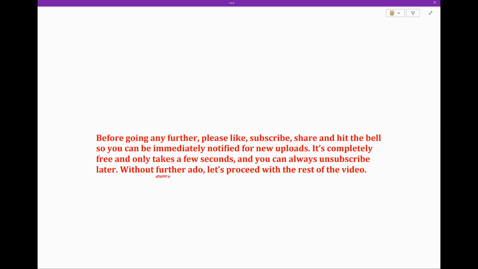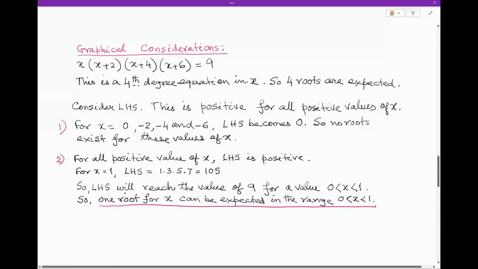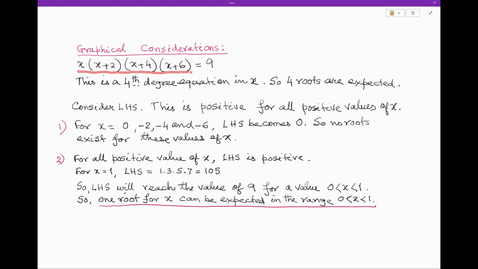Without further ado, let's proceed with the rest. Let us now analyze the problem graphically. The given equation is again x multiplied by x plus 2 multiplied by x plus 4 multiplied by x plus 6 is equal to 9.